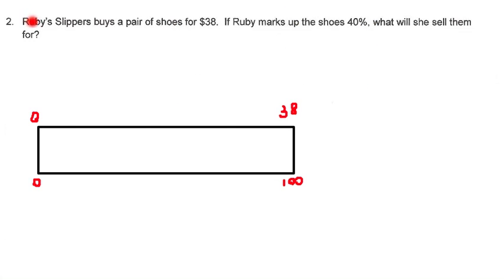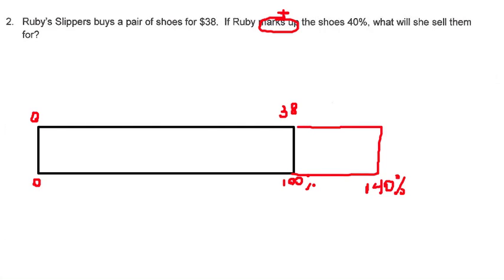Problem number 2. Ruby Slippers buys a pair of shoes for $38. If Ruby marks up the shoes 40%, what will she sell them for? So again, the key word here is marks up. Marks up, we know that we have to find the percent of a number and add it to the cost. So we're going to mark up 40%, which will put this at 140%.